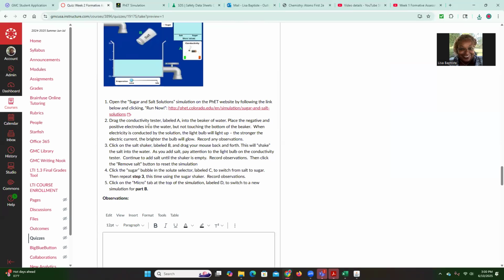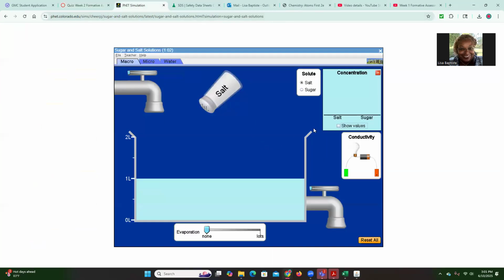So we drag the conductivity tester labeled A into the beaker of water, place the negative and positive electrodes into the water, but do not touch the bottom of the beaker. When the electricity is conducted by the solution, the light bulb will light up. The stronger the electric current, the brighter the bulb will glow. Okay. And so we have this conductivity tester. And remember, we don't want it to touch the bottom.